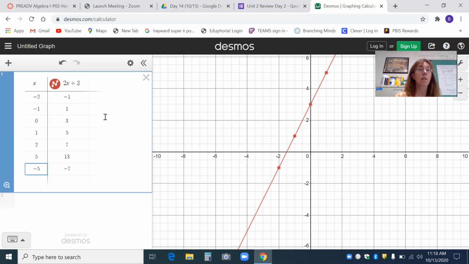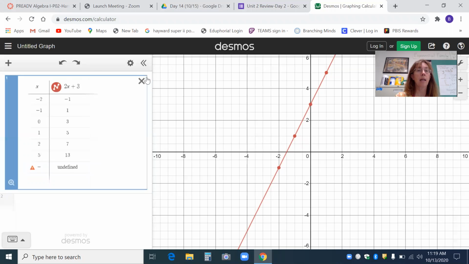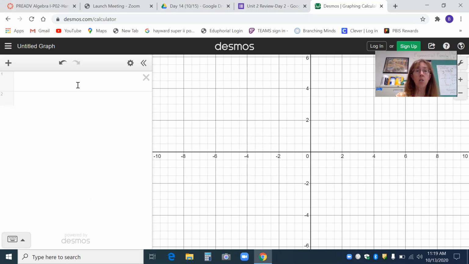Now, if you want to get rid of this, I think we just go to this reverse back here. This is undoing. So I can undo that. Maybe I just X out of this. So when you're done with the table, you can just X out of that. It comes back here. Your equation is gone, but again, you could type it back in again.